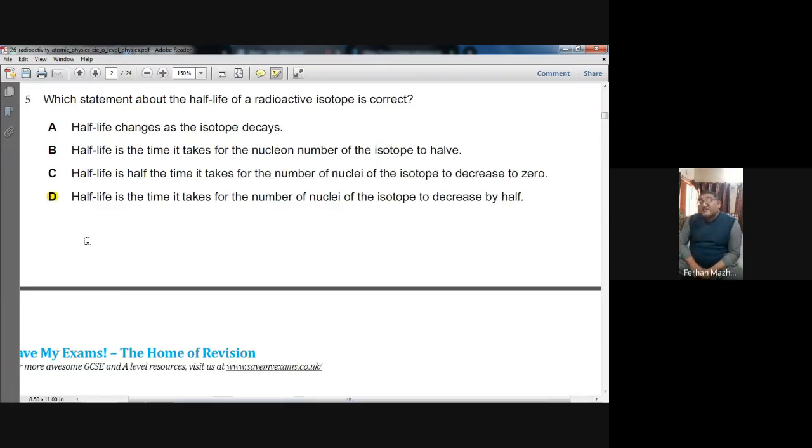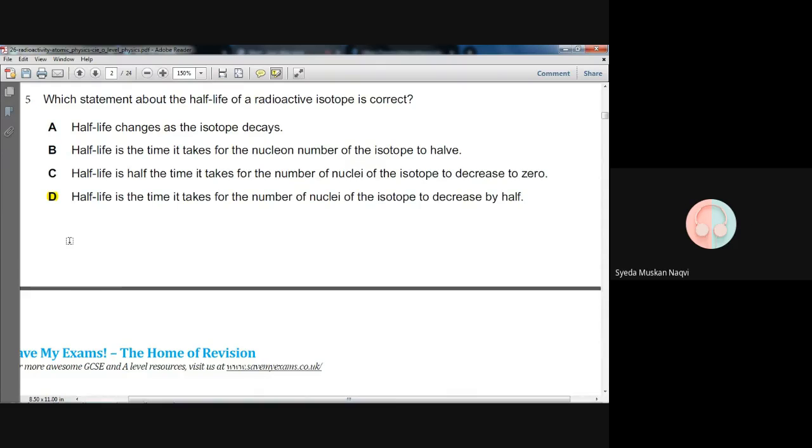You see, mark this definition. Sometimes you have to write this definition in the theory paper. It's very important. It might be a 2 marks definition in the theory paper. There you have to write this definition. Here CAIE has provided the definition of the half-life: half-life is the time it takes for the number of nuclei of the isotope to decrease by half. Got it?